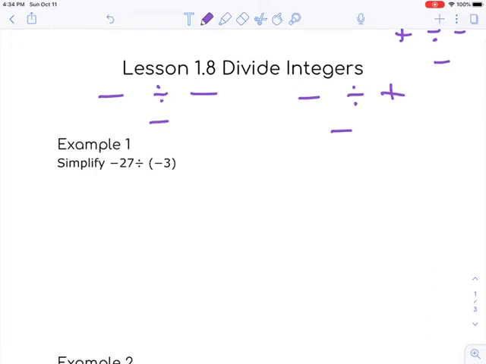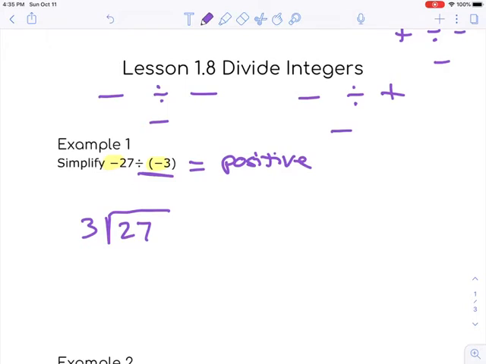So the first one says to simplify negative 27 divided by negative 3. First things first, I have a negative divided by a negative, so I know my answer here is going to be positive. That's my first thing I want to keep in mind. Now, there's two ways you can go about solving a division problem with integers. We could do our division house. What we're dividing by always goes on the outside. I'm going to take out the negatives in this case because I already know my answer is going to be positive. So I'm just going to have 3 on the outside and 27 on the inside.